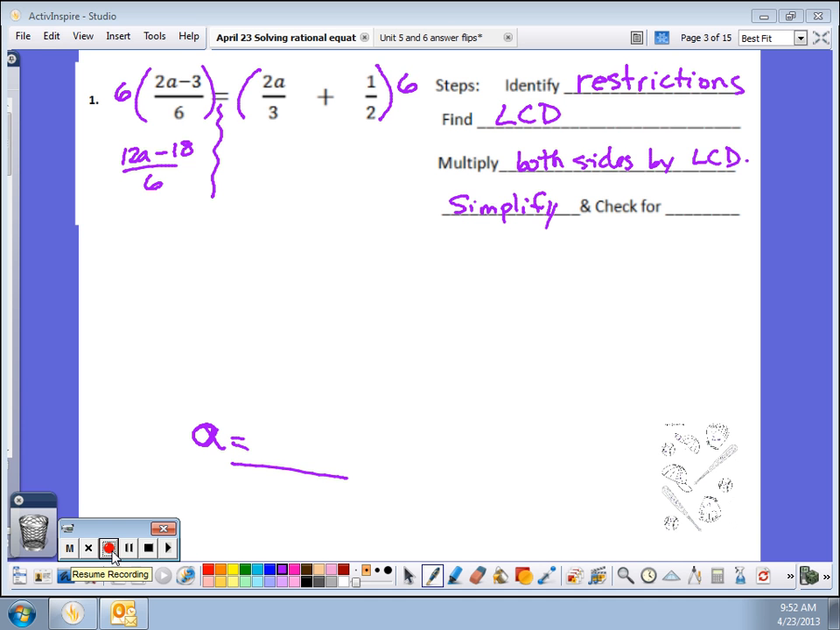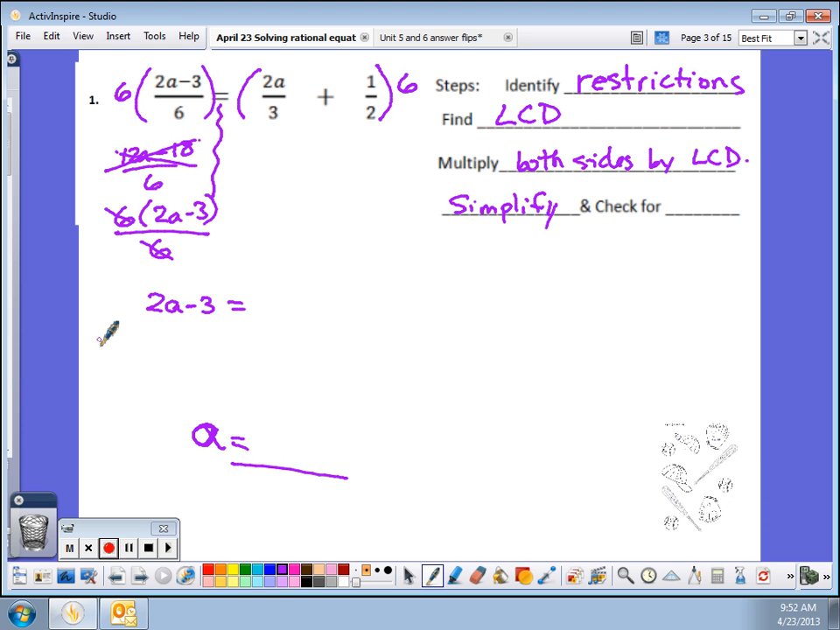Factor. Thank you, Chris. He said instead of multiplying that 6 in, we should just simplify the 6. So instead of doing it this way, we can leave it in factored form. 6 times 2a minus 3 over 6, and the 6's will simplify. So we end up with just 2a minus 3 on this side of the equation. And we did what we wanted to do. We got rid of our fraction.